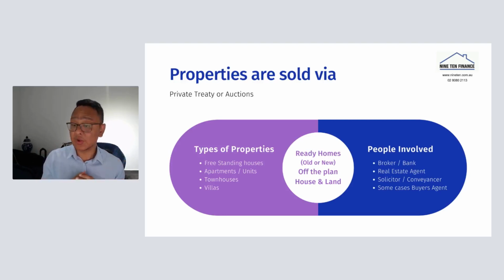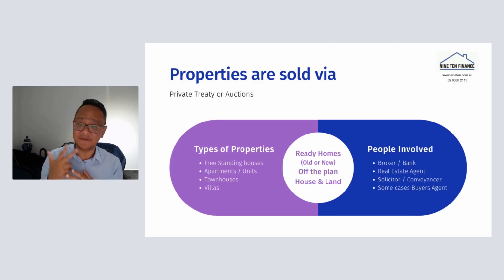The other thing is who are the people involved in the transaction. It's just good to know. The ones in the blue are the broker or the bank. We at 910 Finance would love to help you be part of your property journey. The other one is a real estate agent, who is actually selling you the property. If you see a property in the market, sometimes you could buy it directly from the owners as well.